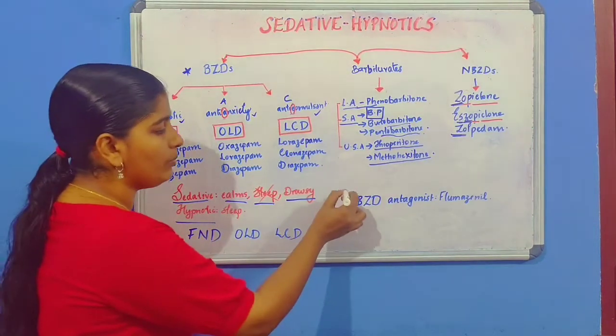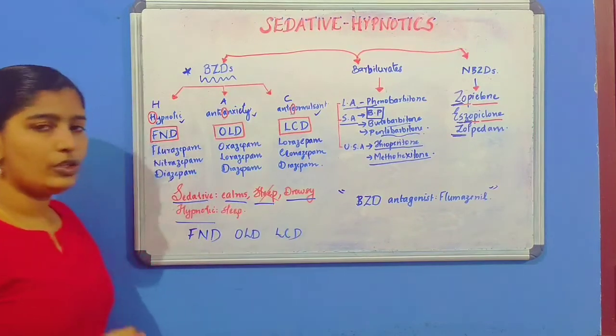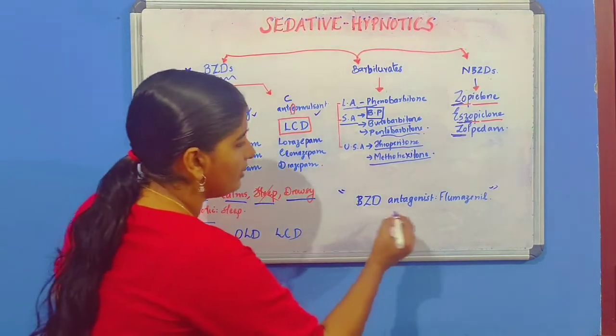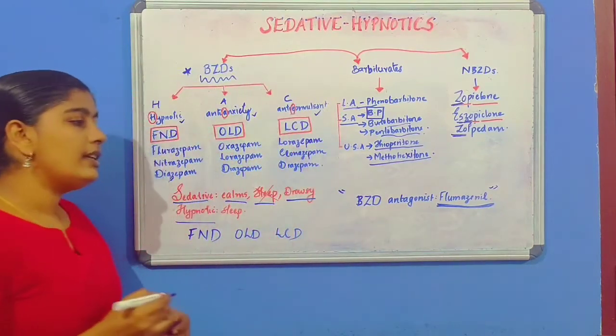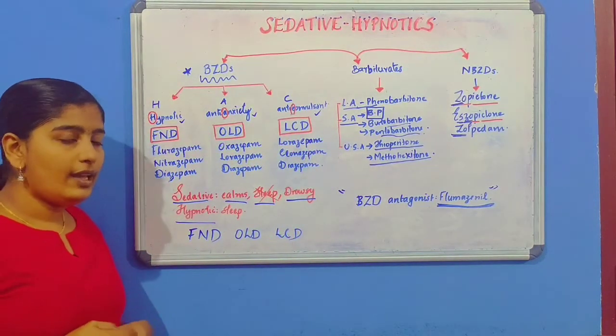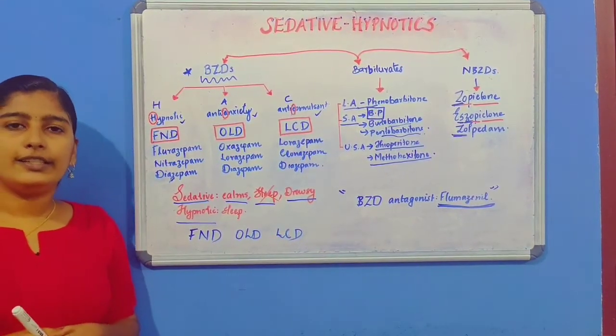Also, one thing you can remember is, in case of benzodiazepine poisoning or toxicity, the drug given is flumazenil. Okay, it's a benzodiazepine antagonist. Hope I have made this classification a little easier for you.